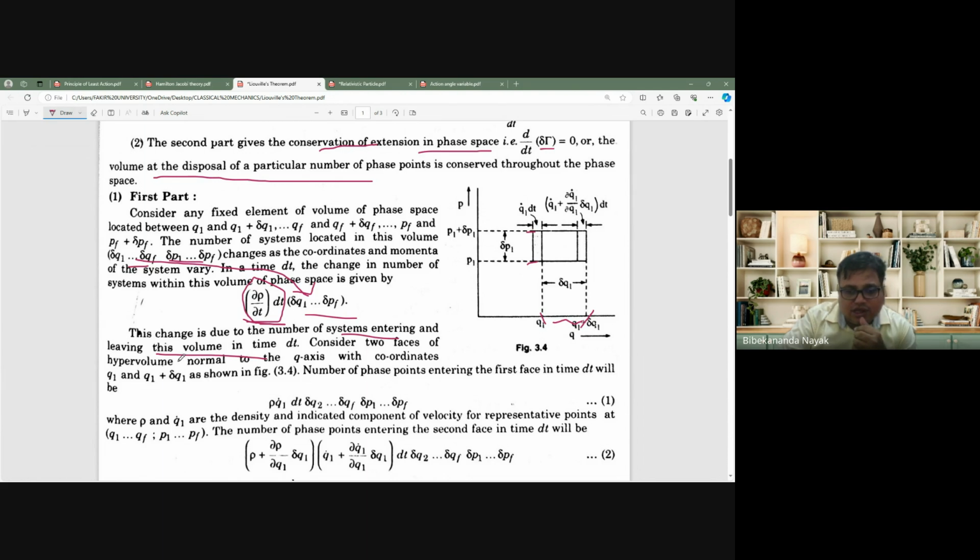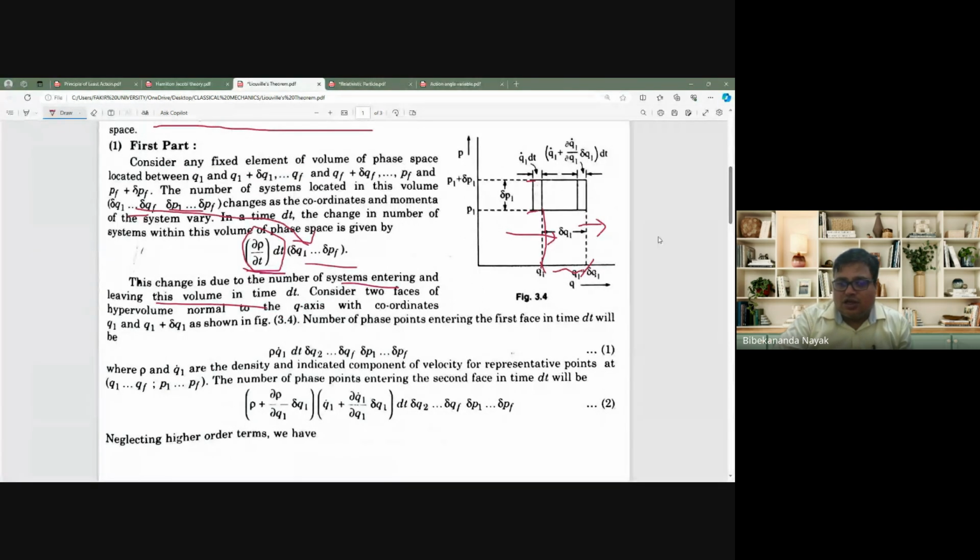Consider two faces of the hypervolume normal to the q axis, with coordinates q1 and q1 plus delta q1. Consider the particles coming through this side and leaving through this side. So the number of phase points entering the first face in time dt will be rho dq1 by dt into dt.